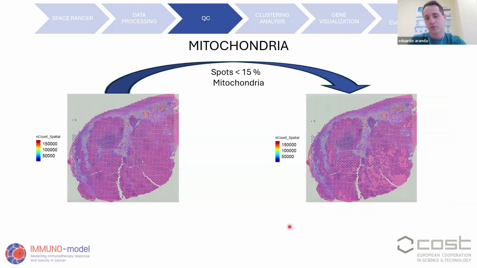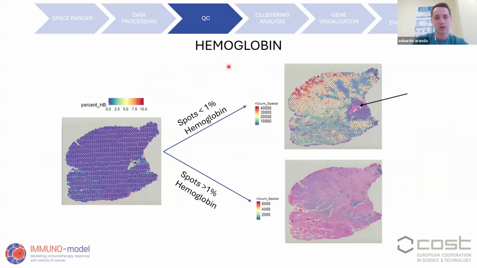Here I show three examples of the result of this filtration and quality control. For example, here we can see that these spots have been removed because they have higher than 15% of mitochondrial genes, which is because there is necrosis or degraded RNA. This shows the importance of the hemoglobin parameter.